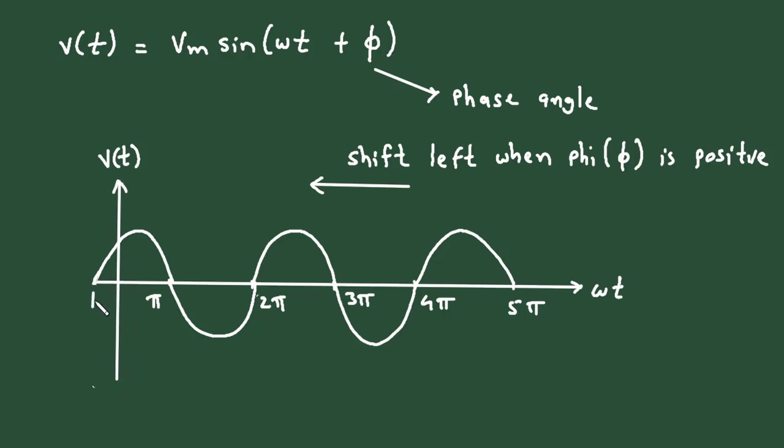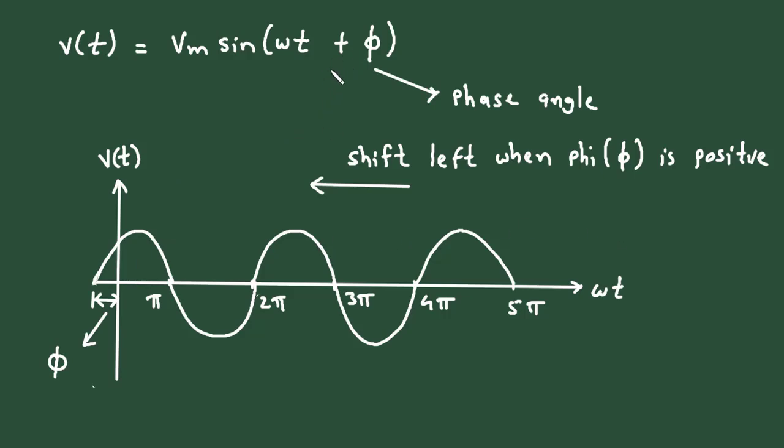Now, this distance, how much the wave is shifted, is called phi. It is a phase shift, or we can say it is phase angle. It is represented by this phi. And when this phase angle is negative, that time the waveform will shift rightward.